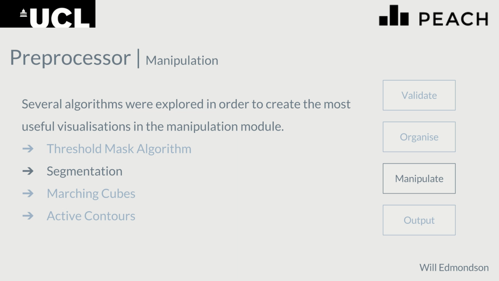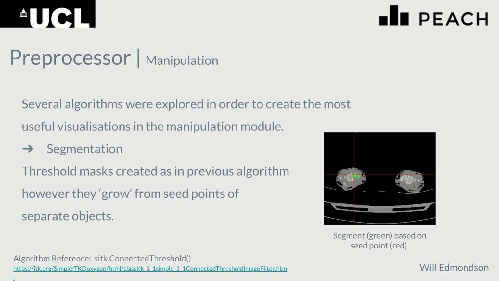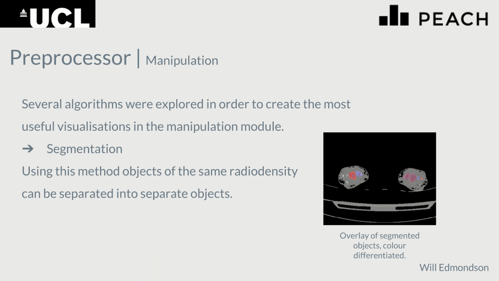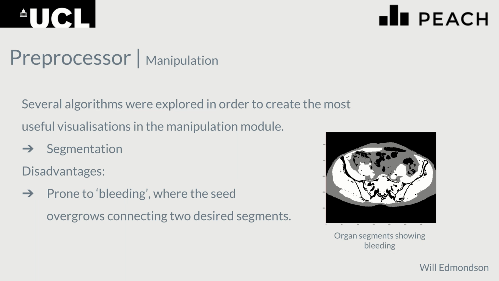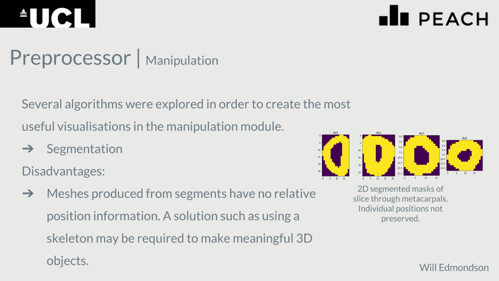Segmentation is another method that was explored in order to segment the bones and the tissues. Threshold mask is taken as input, and then an algorithm that uses seed points to select objects of the same radiodensity and separate them. This worked again for the knuckles, but it is prone to bleeding, where the seeds overgrow and connect to undesired segments, and also the meshes produced have no relative position information, and this would require a skeleton to make them a meaningful 3D object.